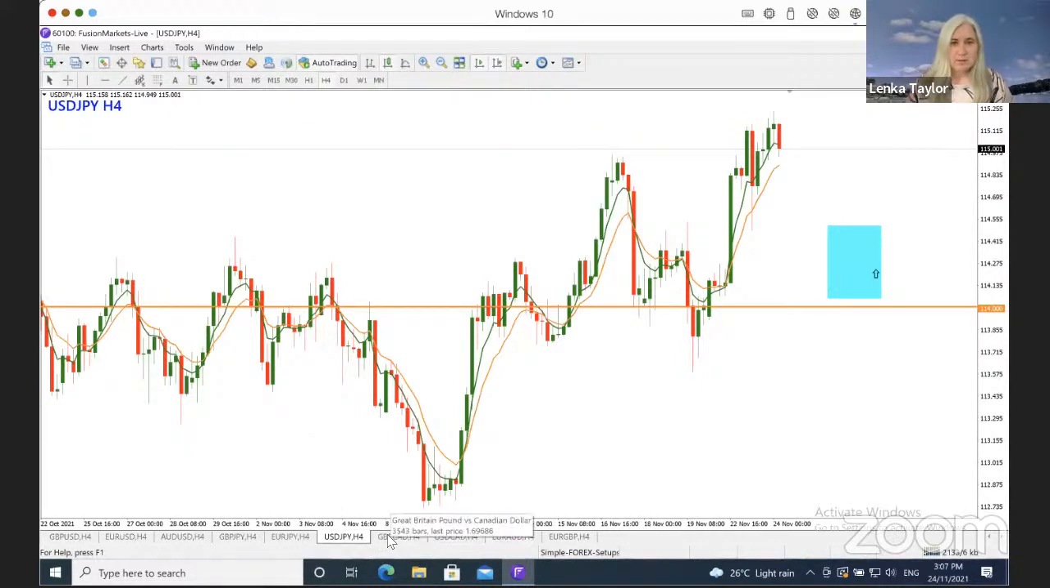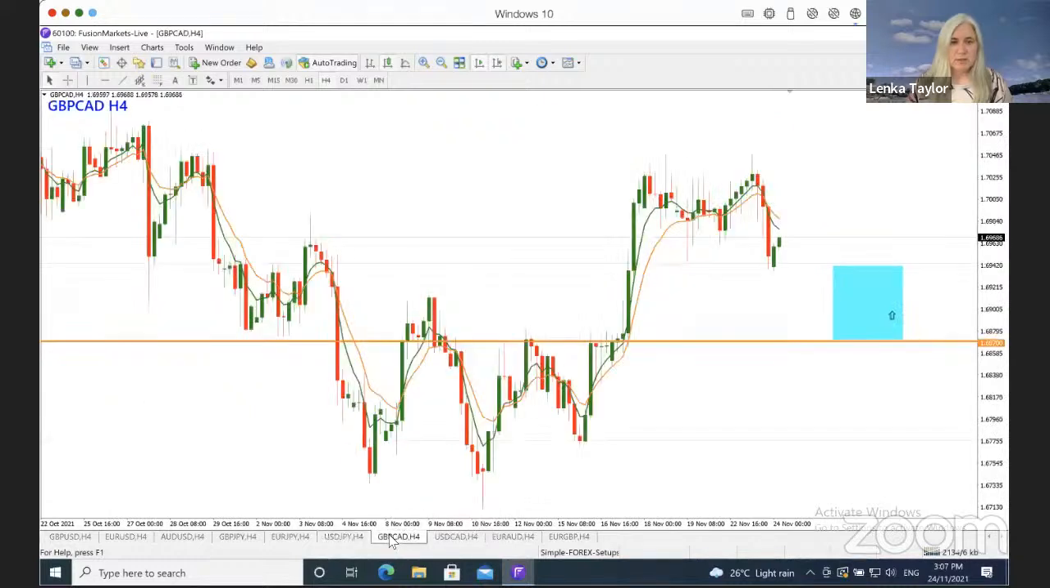All right, next currency pair I'm looking at is GBP CAD. Now, if you have any questions, please pop them in the chat. I'll be happy to answer. GBP CAD, I'm looking for a long.